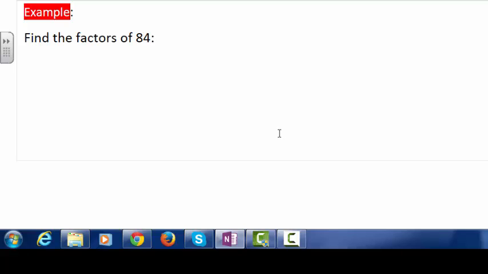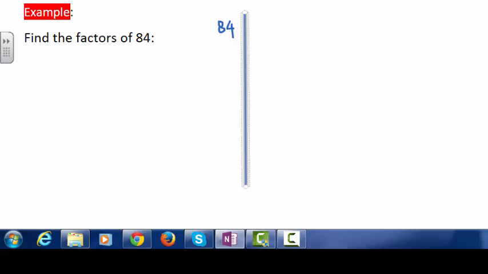Find the factors of 84. As you can see, 84 is a large number. How can we find the factors? I like to have this strategy: take the number and create a line, and after that I can say, okay, let's divide 84 by the smallest prime number. We are not going to use a composite number, a prime number.